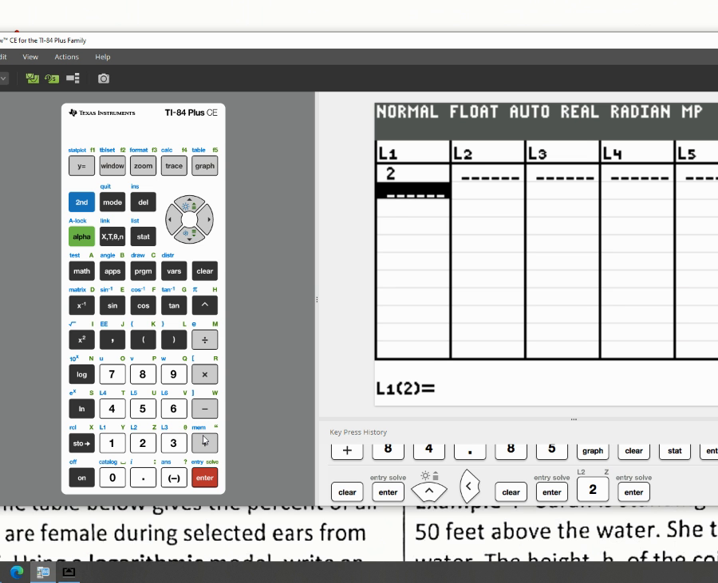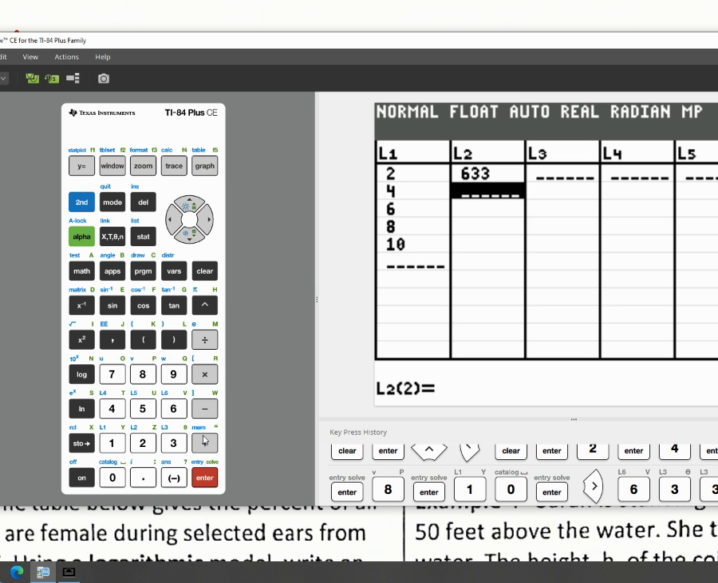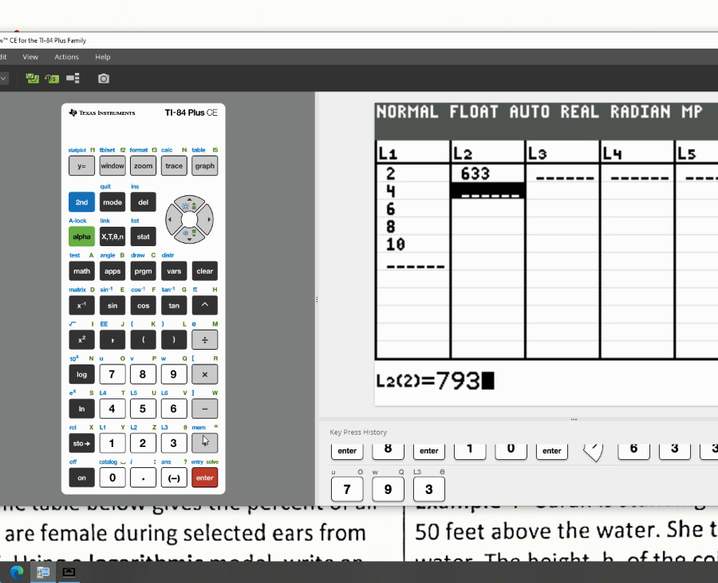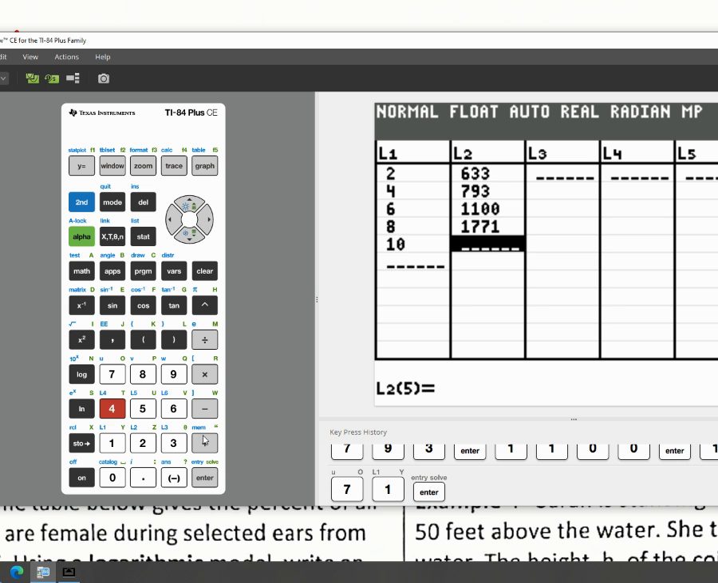So my years are 2, 4, 6, 8, and 10. What was year 2? 633. Year 1994 was 793, 1100, 1771, and 4696. So here's my data.